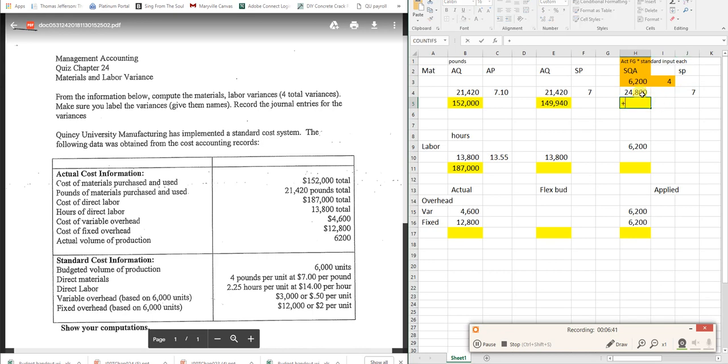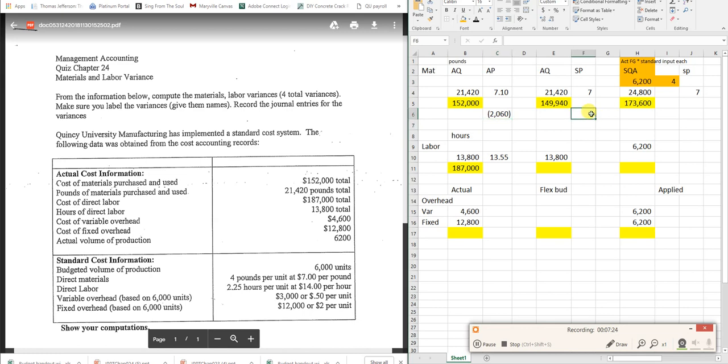All right, so my 24,800 is the standard quantity allowed, and the price per pound is $7. So I have 173,600. So this is what I actually spent. This is the amount I bought, what I should have spent for it, and this is how much should have gone into each finished product. So now I can figure out my variances. So the 152,000 minus that is 2,060, and that's unfavorable because I spent more than I should have spent.